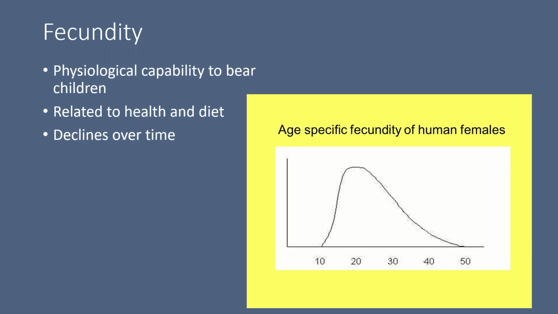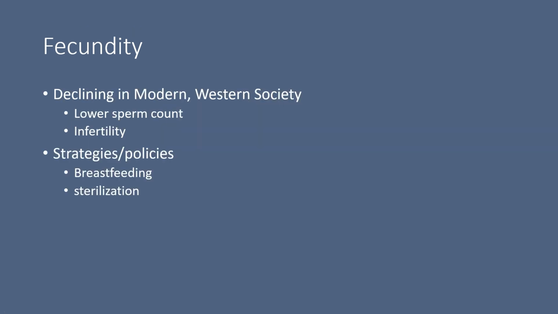So the physiological capability to bear children is what we're talking about here. And it's age specific. Women tend to peak around the age of 18 to 25 and then decline. And the other aspect here is that the average age of women has gotten older and older. It's moved from around the late teens, early 20s, now to near 35, 40, so the number of pregnancies per woman is going to decline biologically as well, because they're just not able to have as many children. There's been this decline in fecundity in modern Western society for the last number of decades.